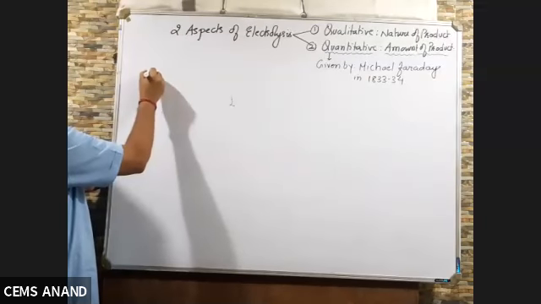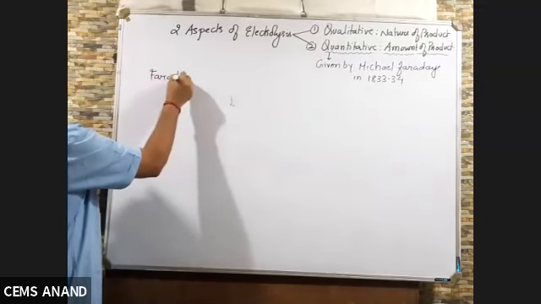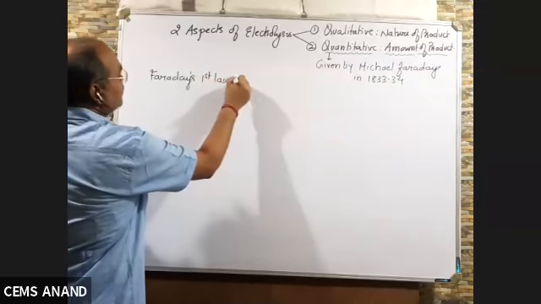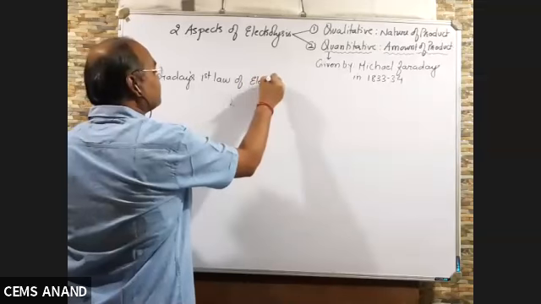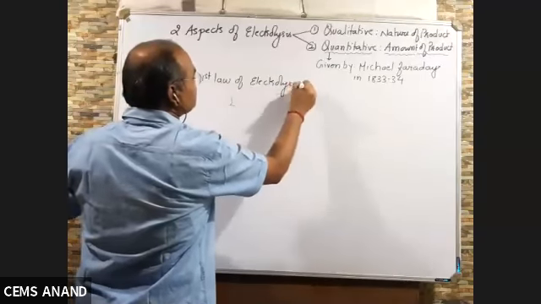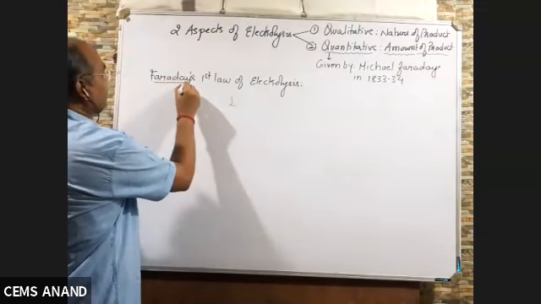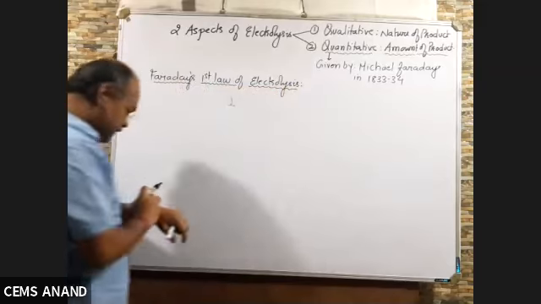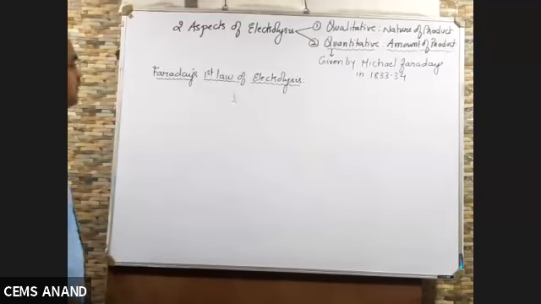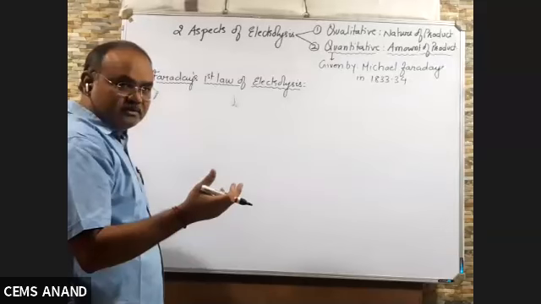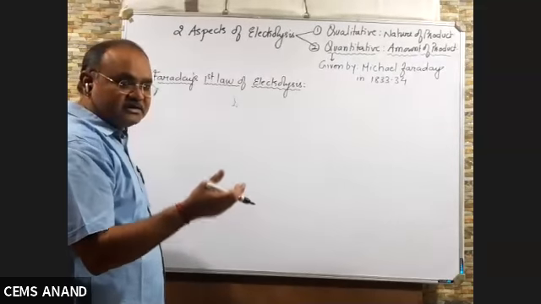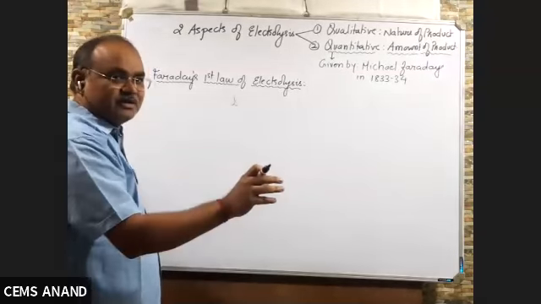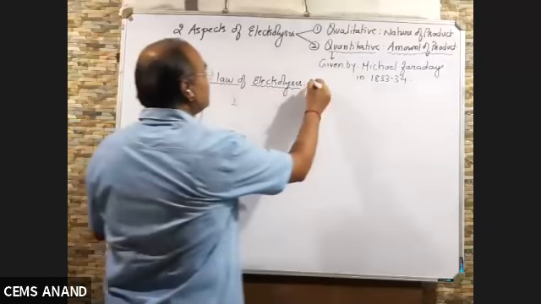Now, Faraday's first law of electrolysis. So what is Faraday's first law of electrolysis? The amount of product obtained during electrolysis is directly proportional to the quantity of electric current passed. जितना करंट पास करोगे उतनी प्रोडक्ट मिलेगी, right? So I am writing that statement.